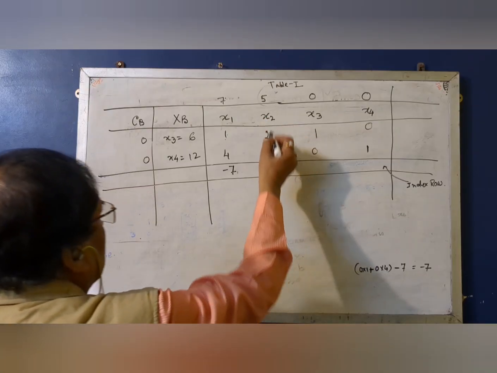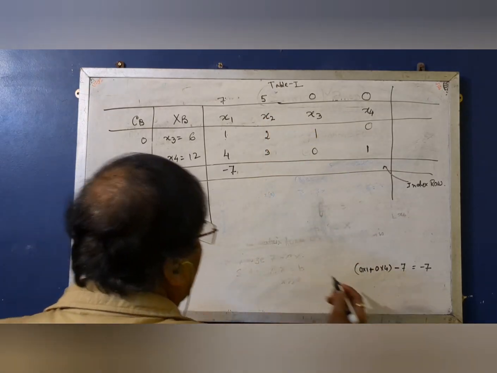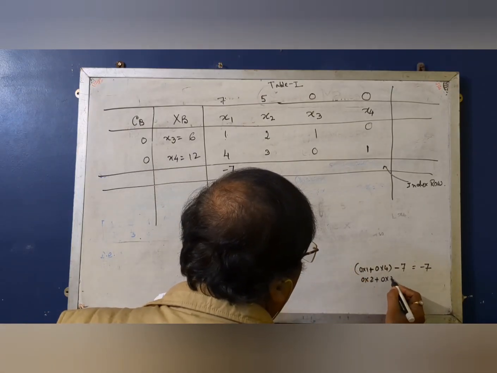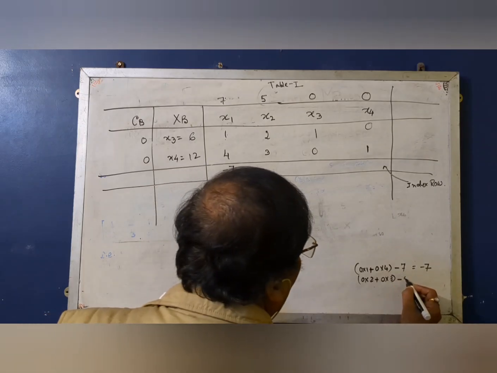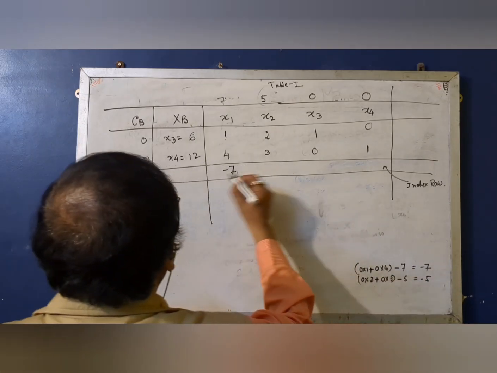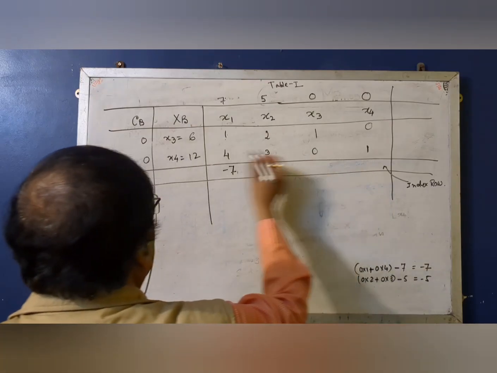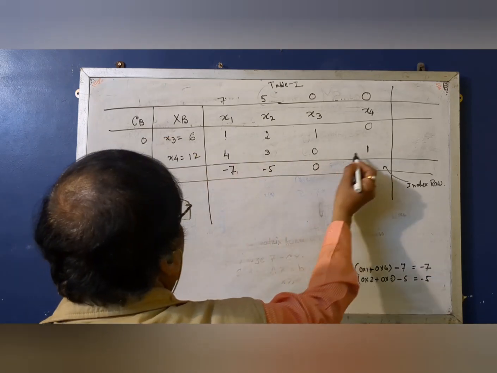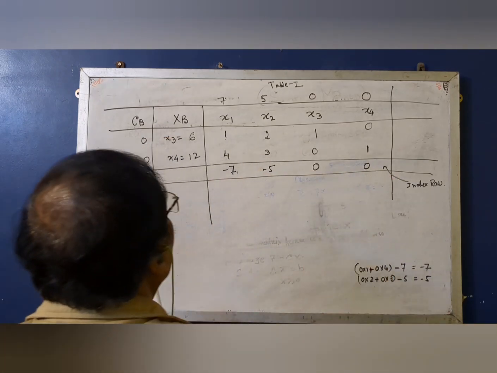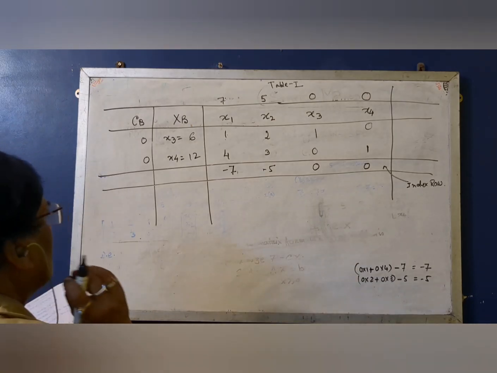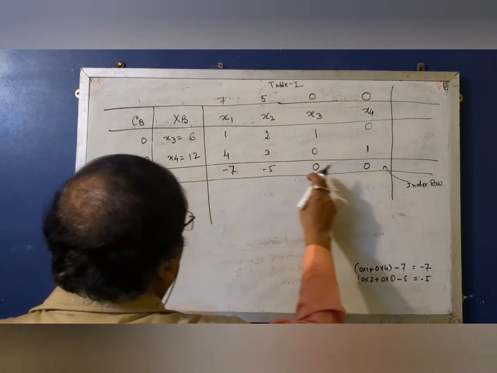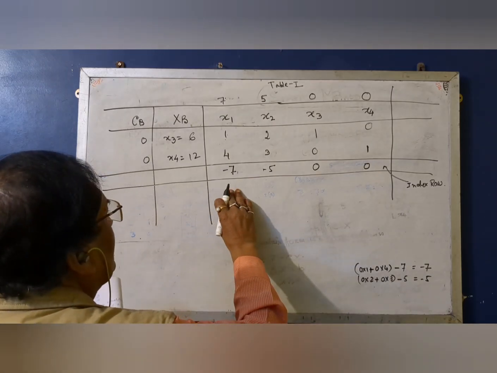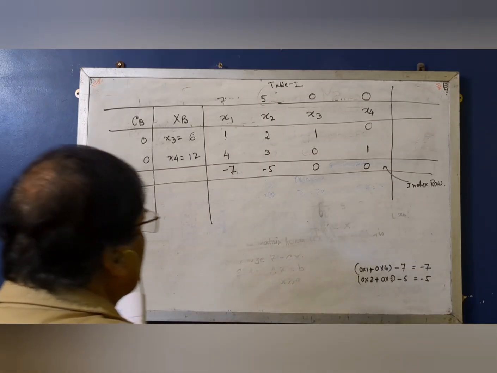The same process you have to repeat for the x2 variable. Then how you calculate: 0 into 2 plus 0 into 3, minus 5, is equal to minus 5. For the others, 1 into 0 is 0, and the process is the same, 0. After doing this first step, you check that the index row must be either greater than or equal to 0. If any negative value comes, then you have to proceed further, and how, I will discuss.